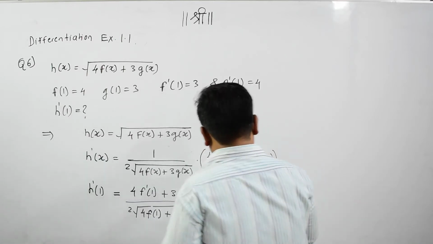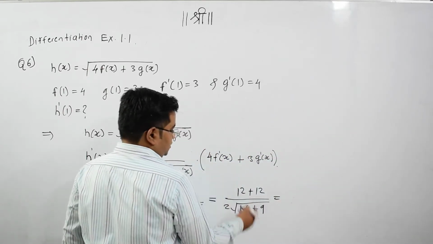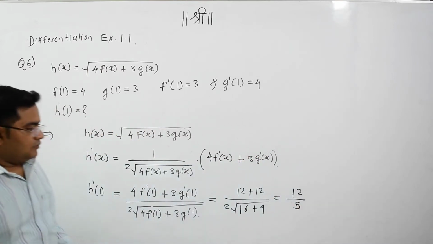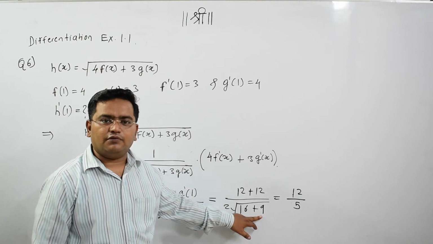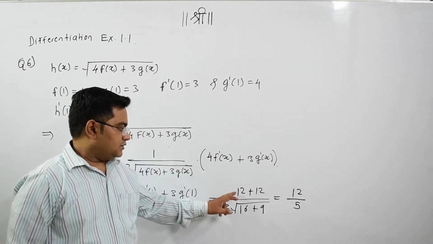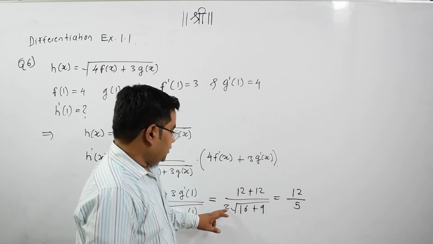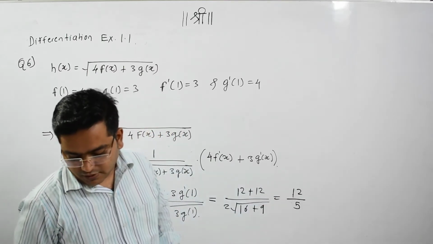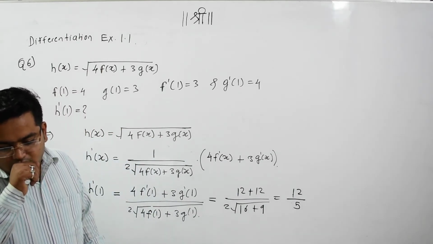Up to this point, everything looks fine. So the uppermost side will be 12 upon 5. That's the final answer. Why? Because 16 plus 9 will be 25, so under root of 25 will be 5 only. And this 12 plus 12 will be 24. So 24 divided by 2 will be equal to 12. So therefore 12 upon 5. And that's how we got the answer of our question number 6.